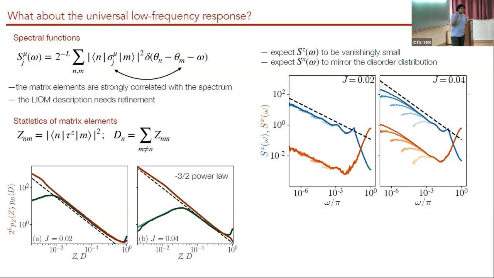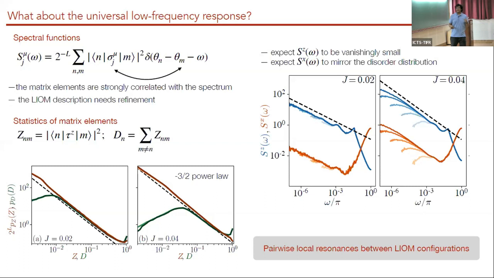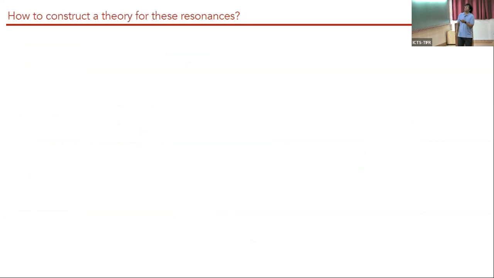And this gives you an indication that what we thought of as the eigenstates of the system, namely these local Liom configurations, actually pairwise resonate. And this is a new phenomenology that we need to put into our theory in a controlled fashion. So the idea is that there are pairwise local resonances between Liom configurations. Okay, so the next question is: how do we go about constructing a theory for these resonances?